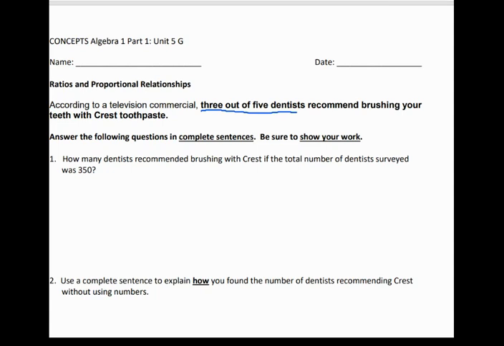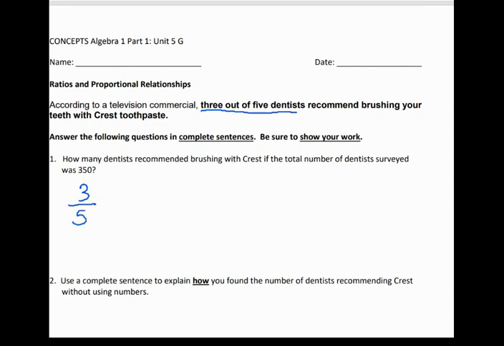So we need to come up with a proportion. Our proportion is 2 ratios equaling each other. The first ratio I'm going to use comes from the given information, which is what I underlined. What is that ratio? 3 out of 5. Right, 3 out of 5. So I'm going to have 3 over 5, and let's put some labels there.